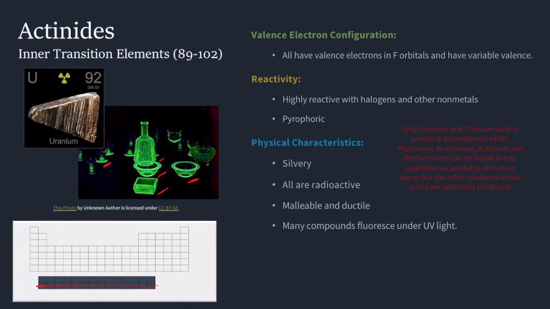For this series, only uranium and thorium exist in meaningful amounts here on Earth. We have found plutonium, neptunium, actinium, and protactinium in very tiny amounts, and these exist in small amounts as the result of radioactive decay processes. But all of the rest of the elements in this series are synthetically produced, which means we don't find them in nature. Humans create these in nuclear reactors.